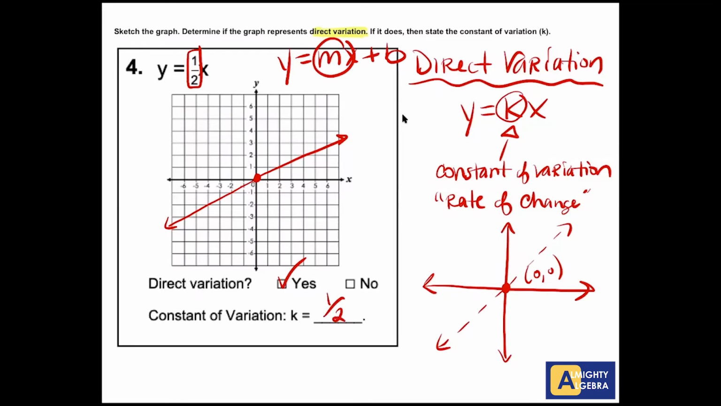If the equation is not written in this form, that's okay. You can find 2 points and find the slope or the rate of change that way. Or you could do rise over run. We're rising 1, we're running 2. Okay, so either way, any of those 3 methods, as long as you're finding your slope, your rate of change, that's going to be your constant of variation K.